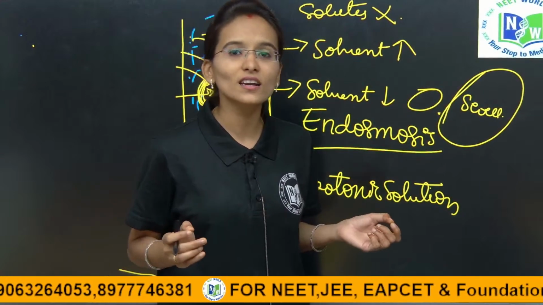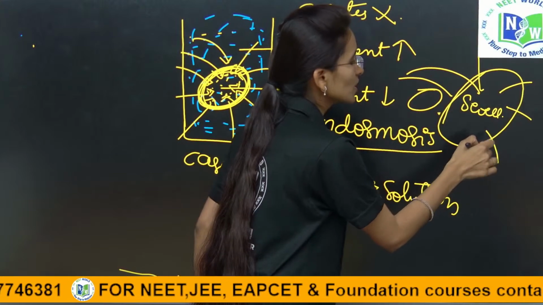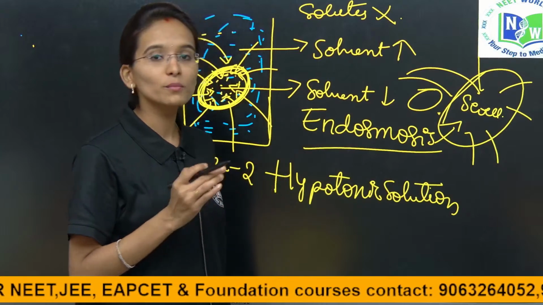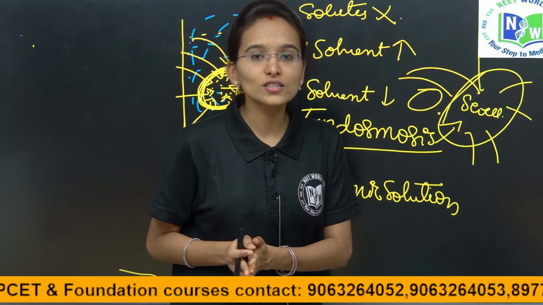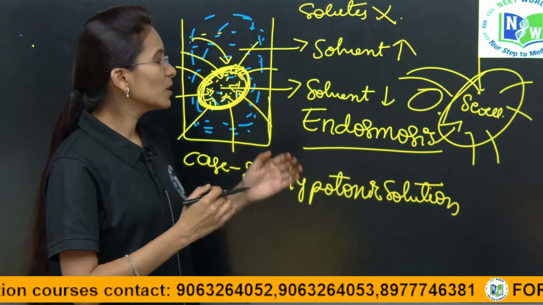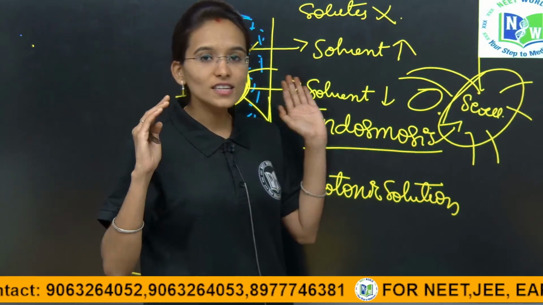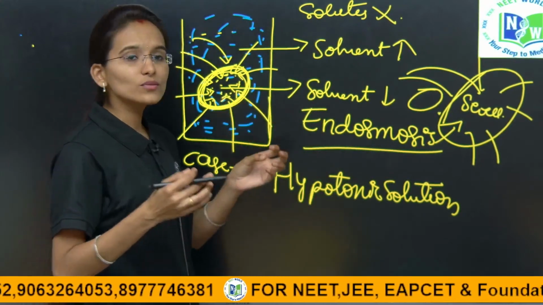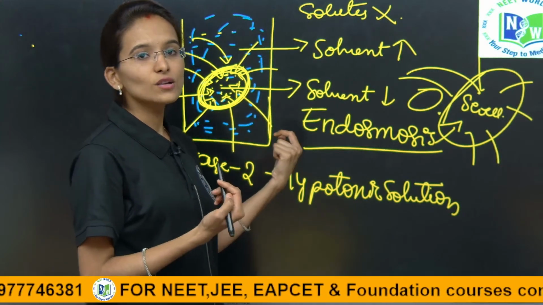How is it going to swell? It is going to swell by endosmosis. It is nothing but inward movement of the solvent molecules. Cell shrinks in the hypertonic solution, that is due to the exosmosis, the outward movement of the water molecules or solvent molecules. So in this complete case study, case 1 and 2, we have observed how the cell is going to gain the solvent molecules and how the cell is going to lose the solvent molecules.